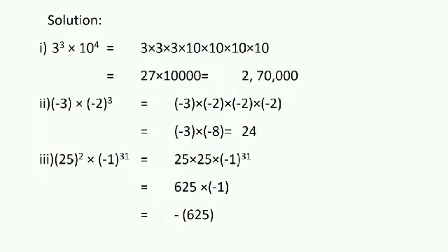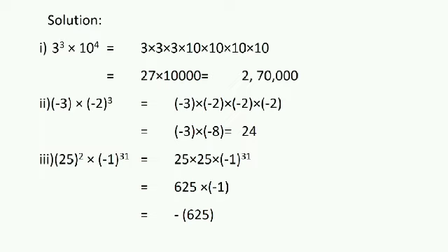The first one, 3 to the power 3 or 3 cube into 10 to the power 4 is equal to 3 multiplied by itself 3 times into 10 multiplied by itself 4 times. 3 cube is equal to 27 and 10 to the power 4 is equal to 10,000. Therefore, its solution will be 2,70,000.